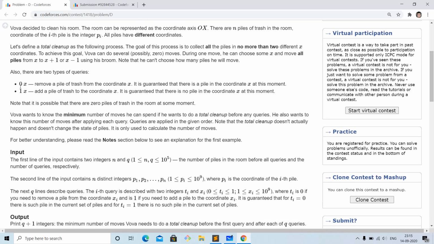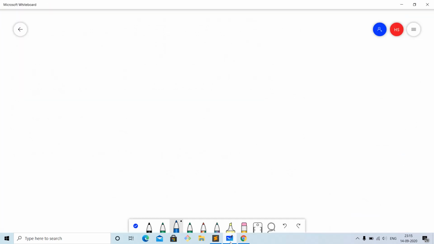We are also given queries of two kinds. A 0 x query denotes that we are removing a pile located at position x, and a 1 x query denotes that we are adding a pile at position x. Before the queries and after each query, we have to answer the minimum number of moves we need to achieve this total cleanup. Let me explain this problem with the help of an example.